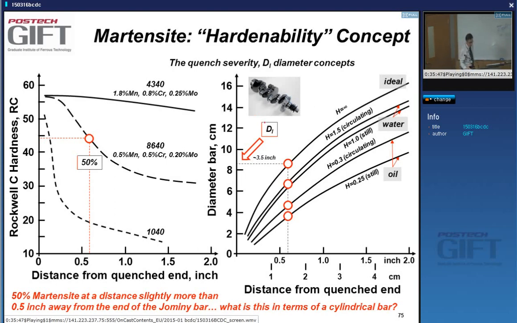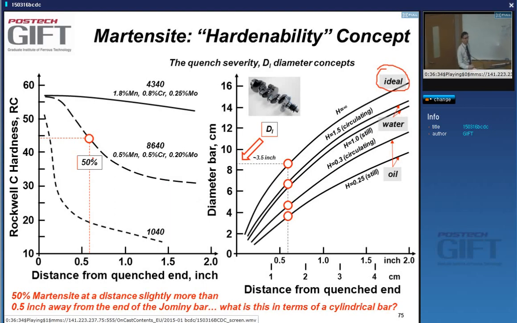So there are many reasons why we don't want to do very severe cooling. The other reason is that when you do this kind of severe cooling, you may also get distortion, thermal distortion. So there are many reasons why very often we don't do what is called an ideal quench. An ideal quench is an extremely hard, very fast quench. So you can do water quenches, with circulating water, with still water. You can do oil quenches, and these are less severe.